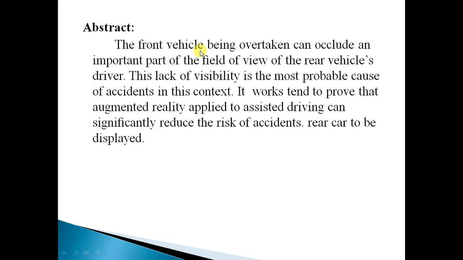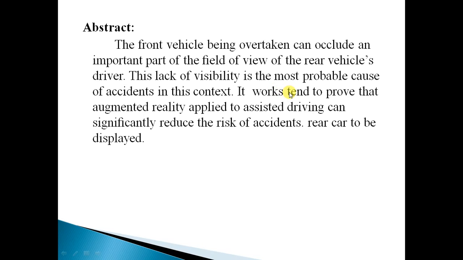Here, the front vehicle being overtaken can occlude an important part. The term occlude means the front vehicle will totally cover the important part in front of the front vehicle. So in the field of view of the rear vehicle driver, he can't see the important part which is occluded by the front vehicle. So due to this lack of visibility, accidents occur.